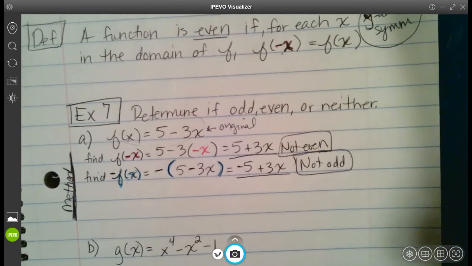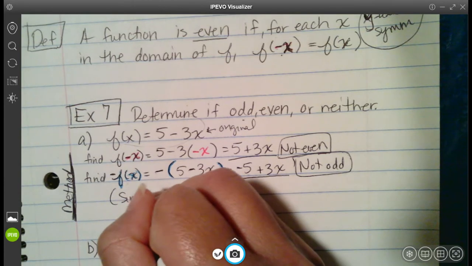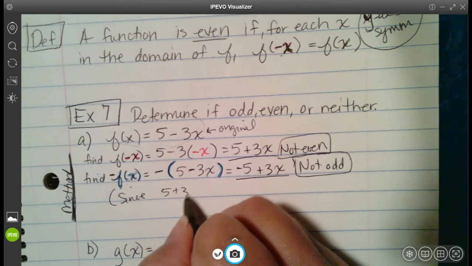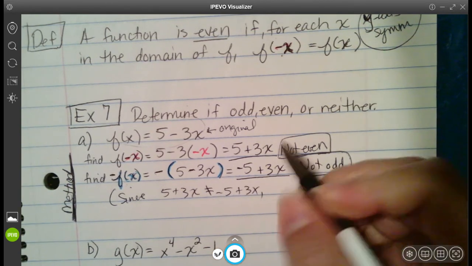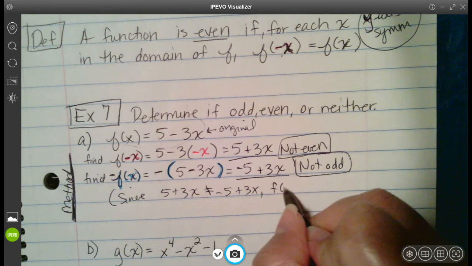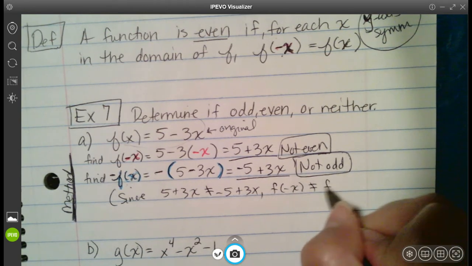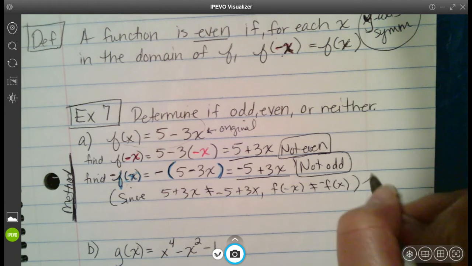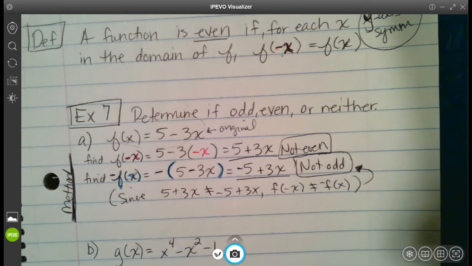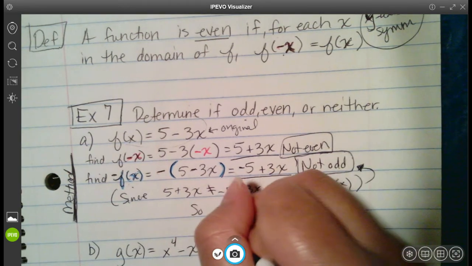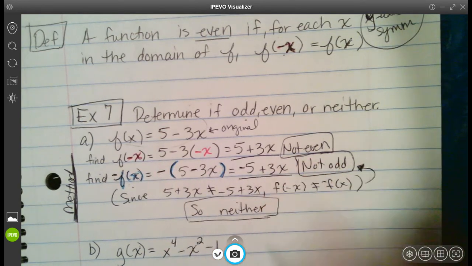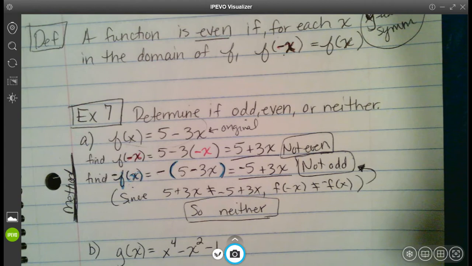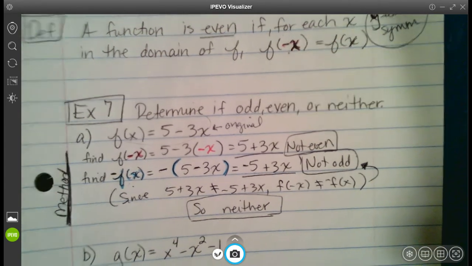Okay, if you want to make a note for yourself here, since 5 plus 3x is not equal to -5 plus 3x, okay, f of negative x is not equal to negative f of x. And that's the explanation for this part right here. So if it's not even, it's not odd, that means that it's neither. So this graph, or this function, I should say, is neither. It has no symmetry. And in fact, it doesn't. It's just a line that goes through a weird place. Okay. All right. Letter B.